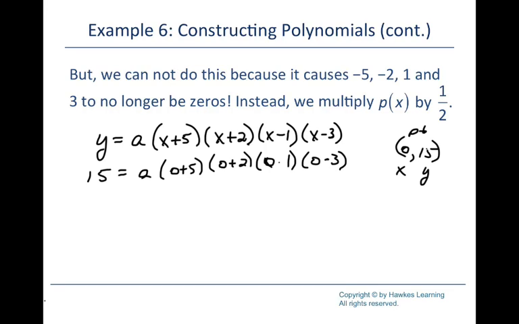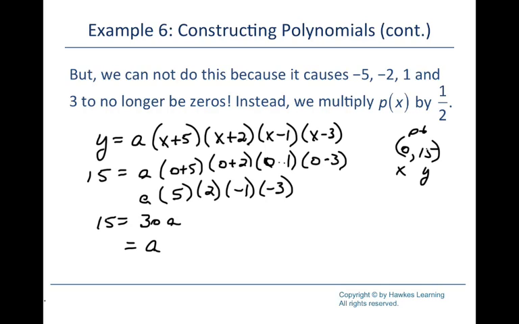Okay? So we have a times 5 times 2 times -1 times -3, which is 30a. So 15 equals 30a. So a equals 15 over 30, which is 1/2. And so then all you have to do is go back and replace your a in your original equation. And that's going to be what you need to do.